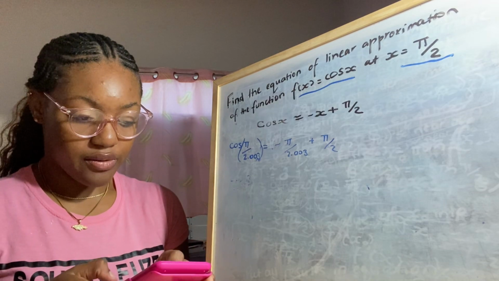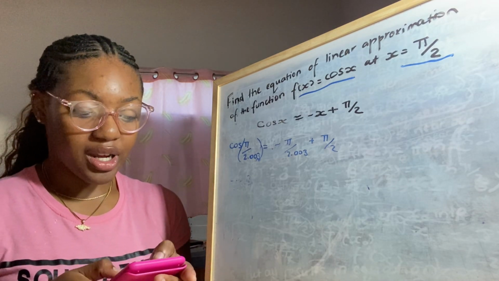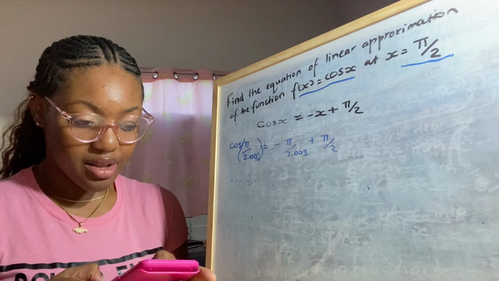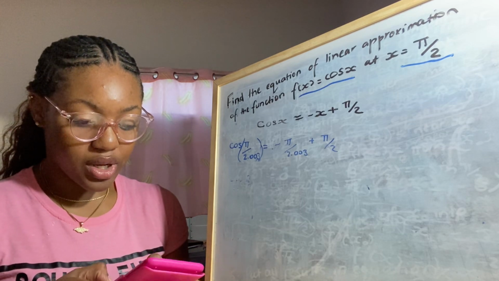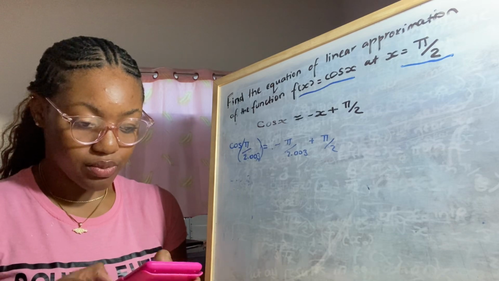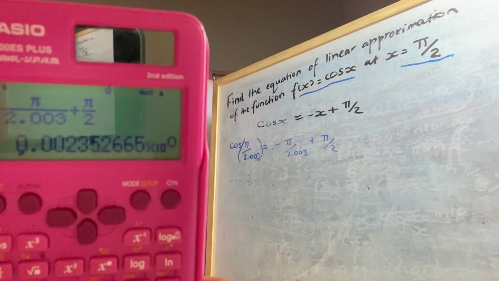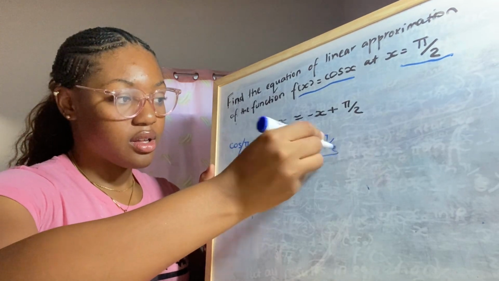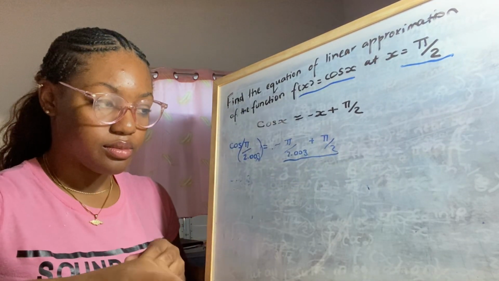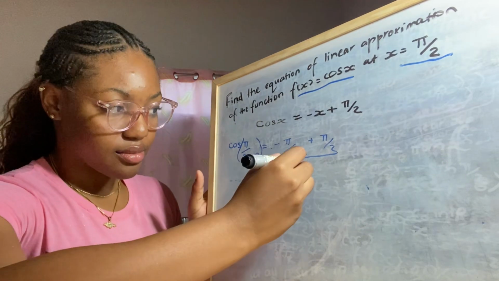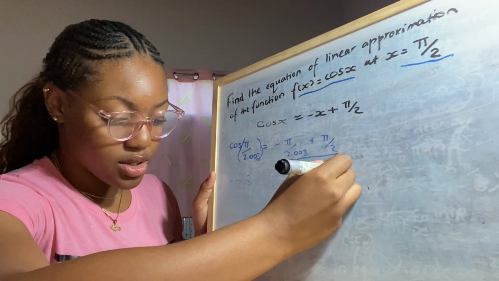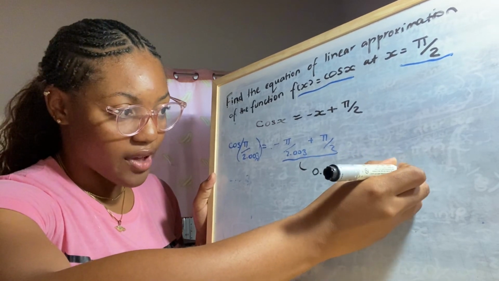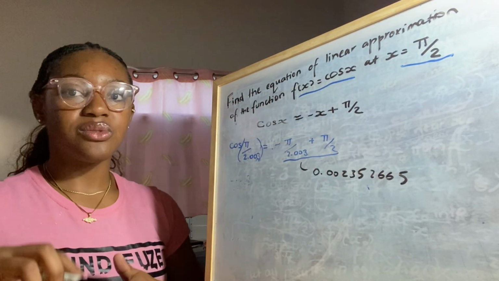So we have a negative, oh, remember to put your calculator in radians. So we'll have a negative pi by 2.003 plus pi by 2. Okay, and this is the solution you're going to get. So here is equal to 0.00235. So now we just want to compare the values.